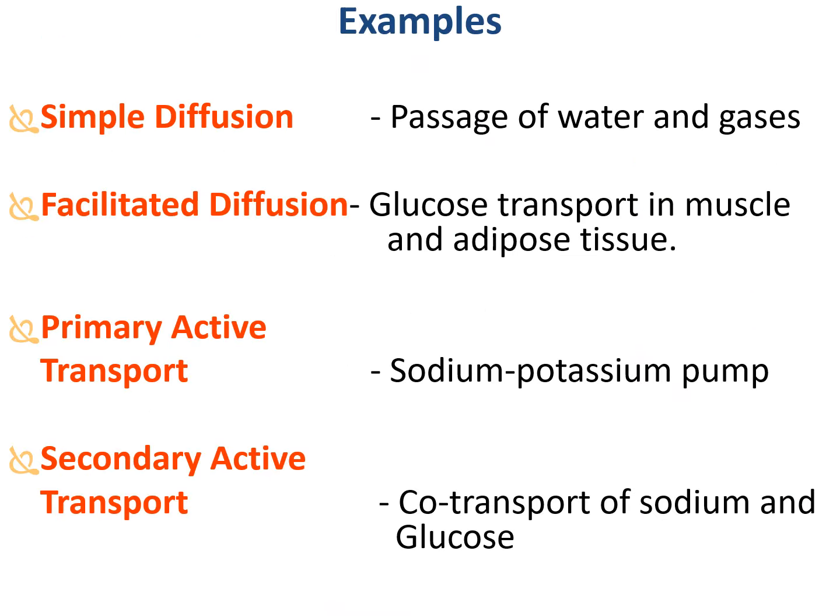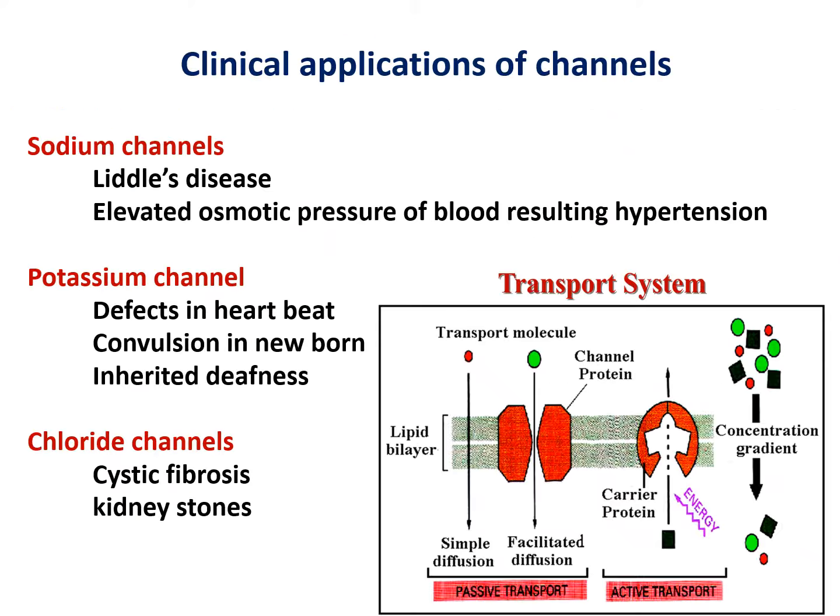Simple diffusion: passage of water and gas. Facilitated diffusion: glucose transport in muscles and adipose tissue. Primary active transport: sodium potassium pump. Secondary: co-transport of sodium and glucose. So these are all just functions I want to give. Later in other classes I have given the active and passive transport explanation, but in this class I just want to tell the structure, composition and functions.